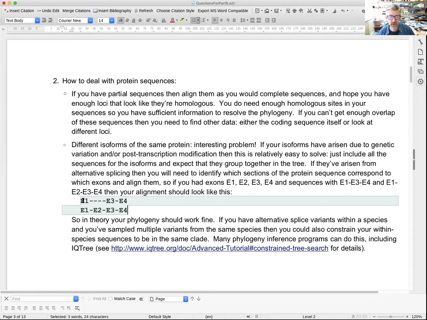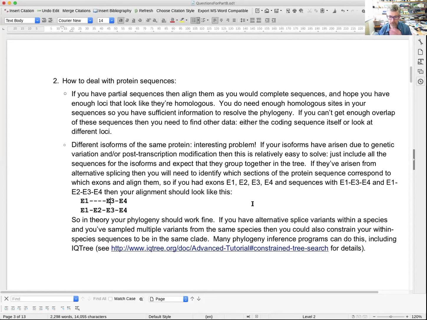And you model them and build phylogenies on them separately. So you'll build a phylogeny on E1, you'll build a phylogeny on E2, you'll build a phylogeny on E3, possibly E3 and E4 together, but certainly you wouldn't do them all in one go. So in theory, that should be fine.